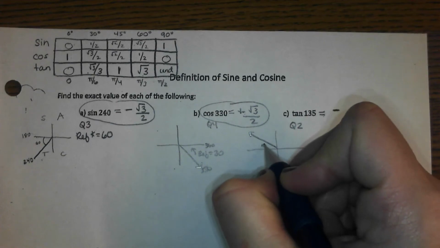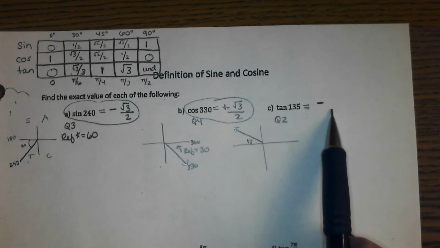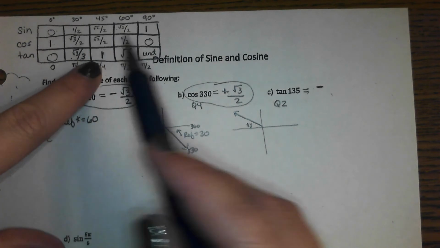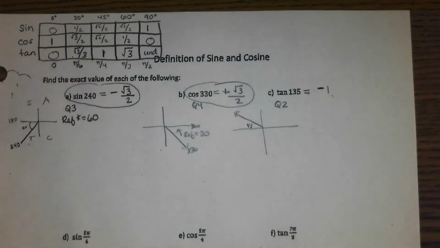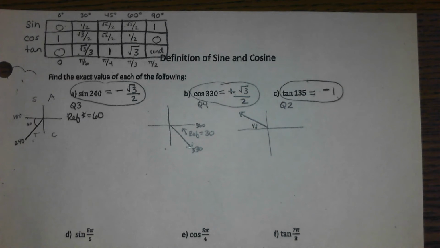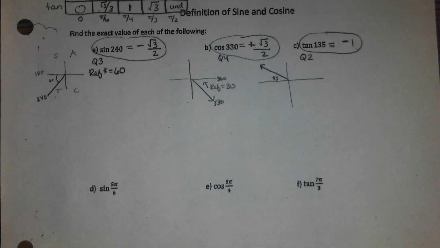45, very good. And then, so what's the value, Faye? Tangent of 45 as your reference gives you 1. So the tangent of 135 is negative 1. Good? Now we're just jumping to radians. So kind of shift the way you're thinking.